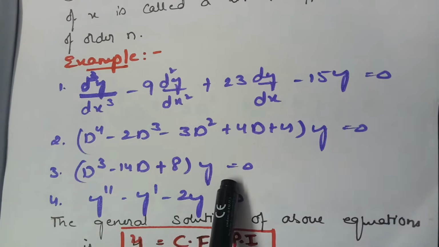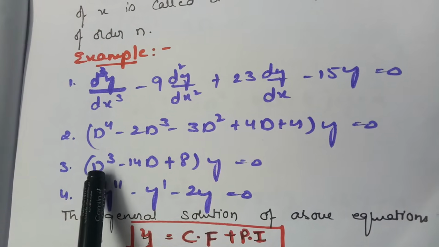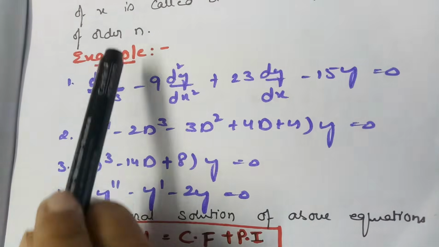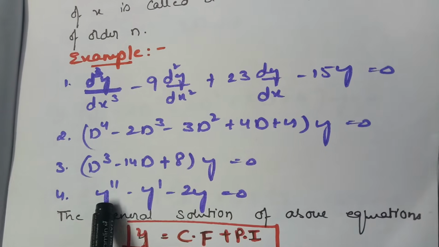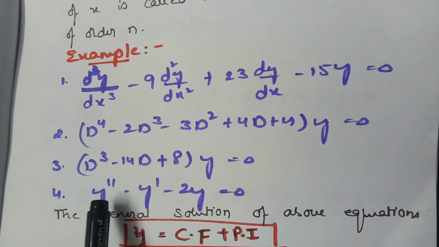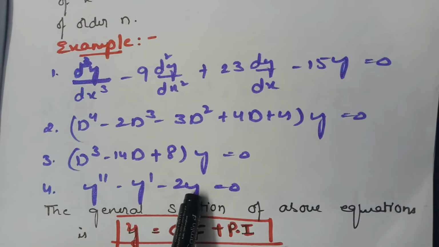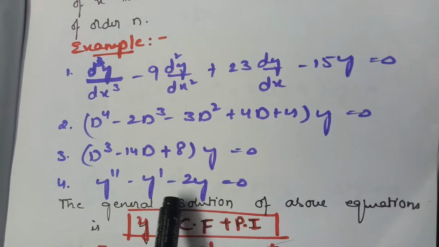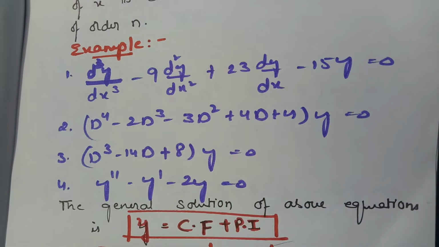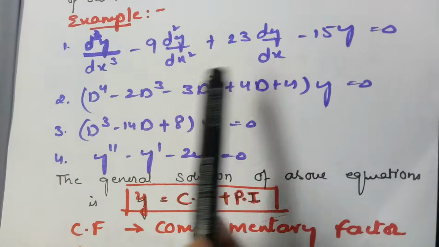And if you see this question, that is D cube minus 14D plus 8, here the highest derivative is 3. The order is 3 here. This is y double dash, y derived 2 times. Therefore it is D square minus D minus 2 of y is equal to 0. So this is the linear differential equation of second and higher order, order 2.